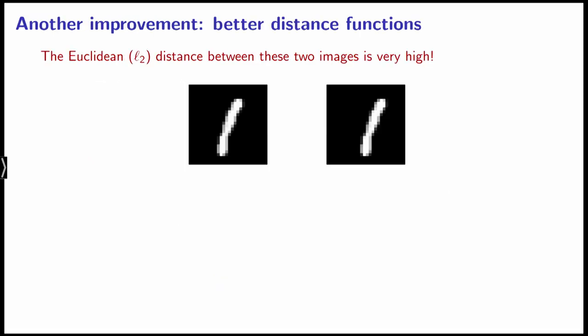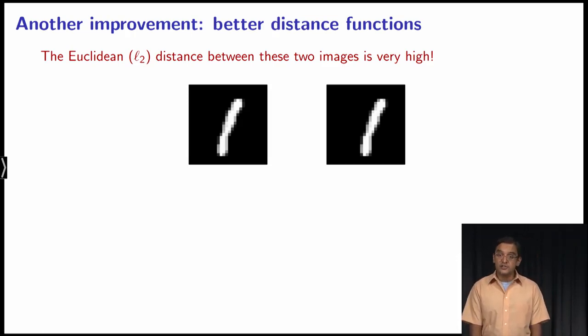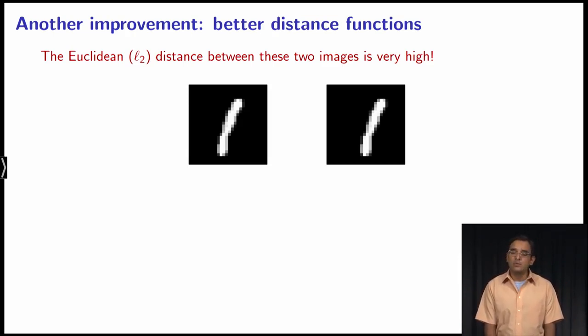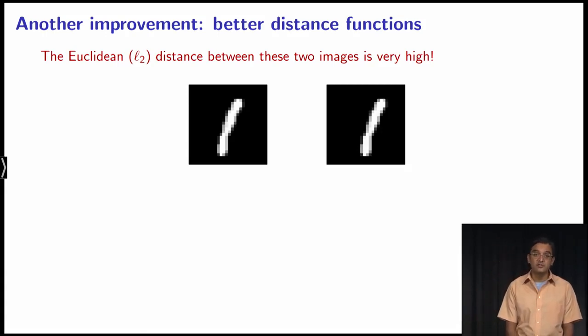Okay, so we've seen one approach to improving nearest neighbor by looking at more neighbors, by looking at k nearest neighbors instead of just one. Another strategy, which works very well in many settings, is to look for better distance functions. Now, when we were running nearest neighbor on MNIST, we used Euclidean distance. But actually, Euclidean distance is not a good choice for images in general.